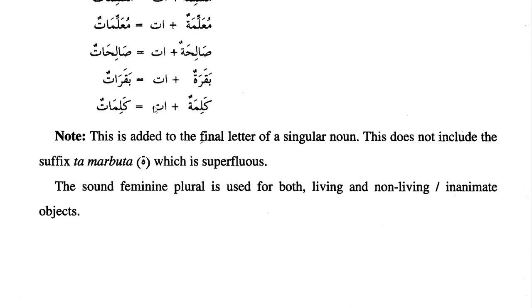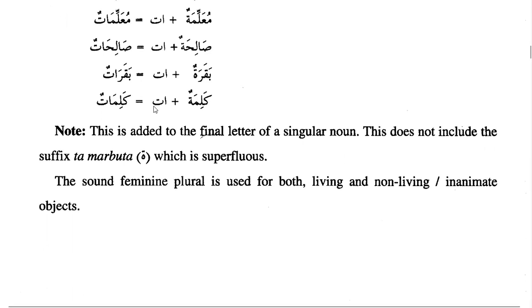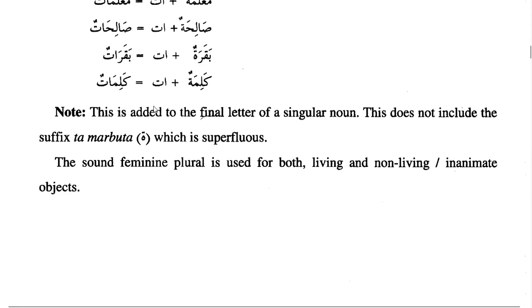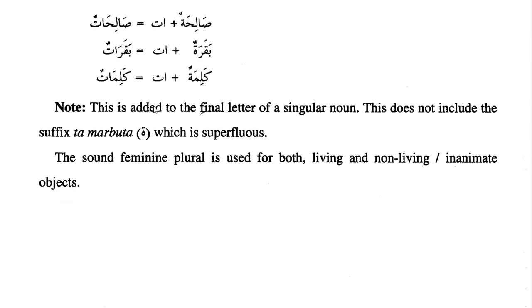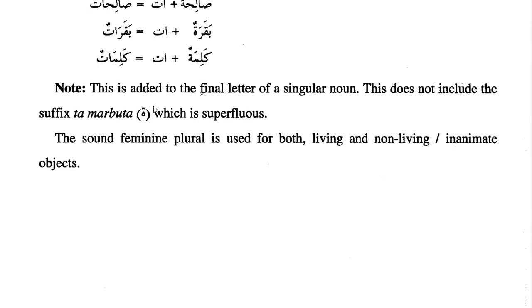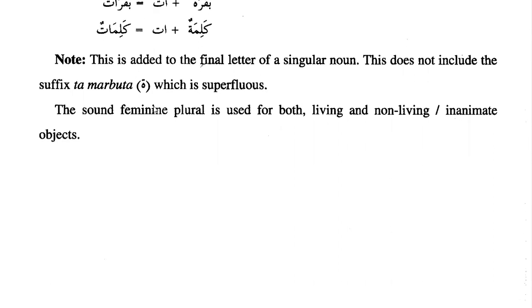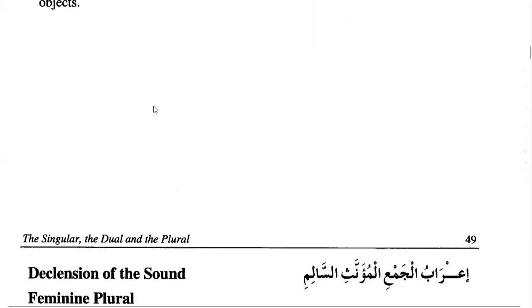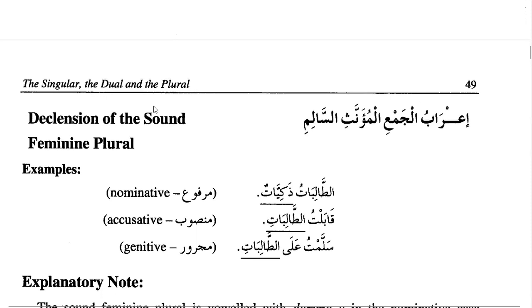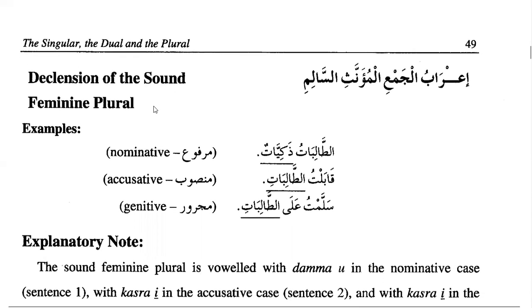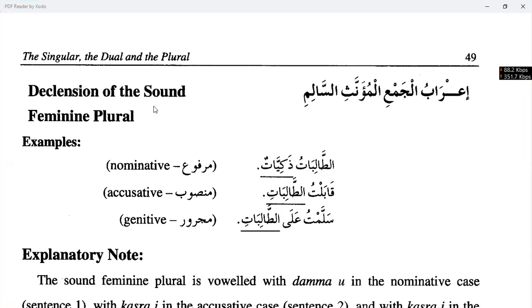Note this is added to the final letter of a singular noun. This does not include the suffix ta marbuta, which is superfluous. The sound feminine plural is used for both living and non-living, inanimate objects. Now we will learn the i'rab of Jamma Muannas Salim.